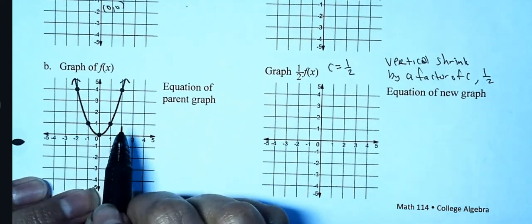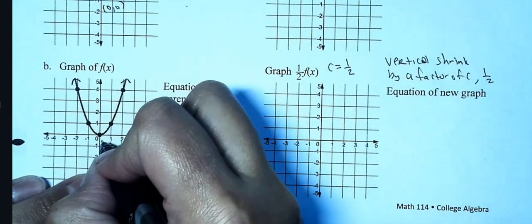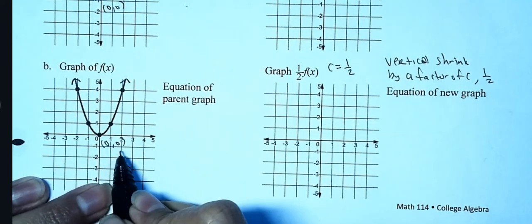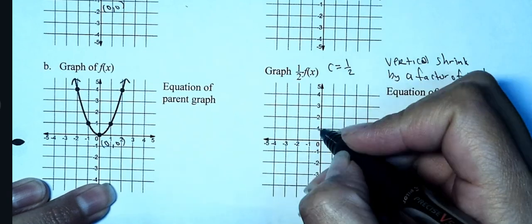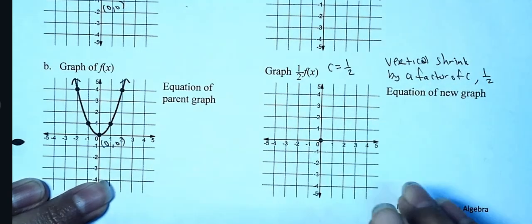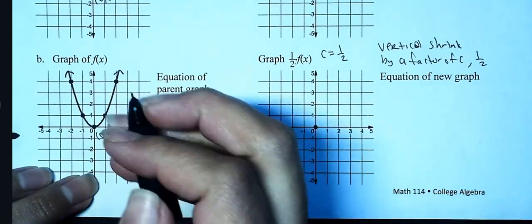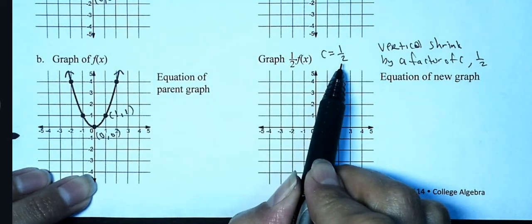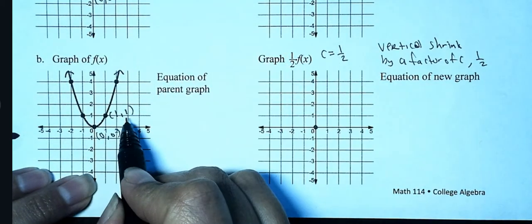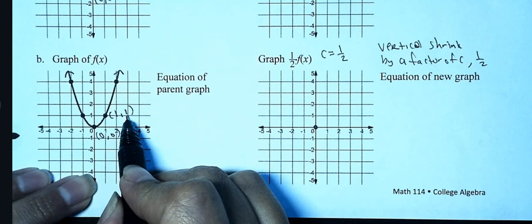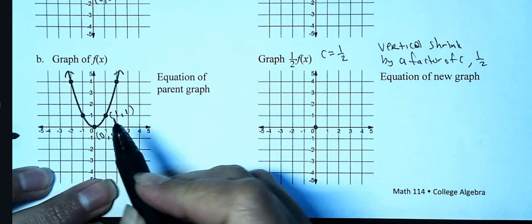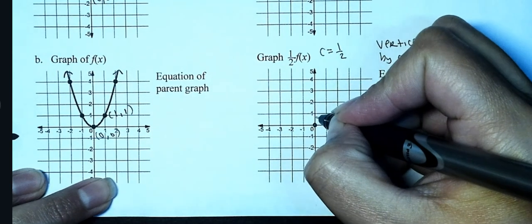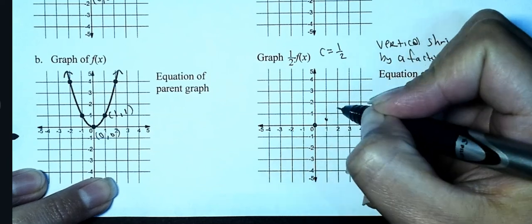So let's take all these points and shrink them by a half. If I'm at 0, 0 times a half is 0, so I'm still at 0, 0 on the transformation. The next one is 1, 1. But we're shrinking the function values by a half. 1/2 times 1 is a half, so that should give us 1 comma 1/2.